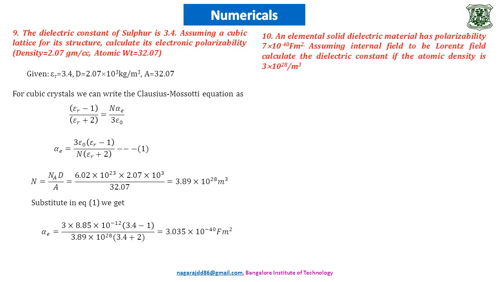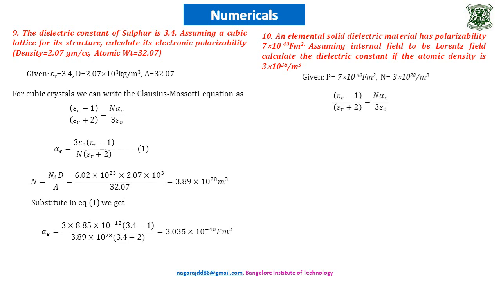We will see one more problem on the Clausius-Mossotti equation, and this is going to be the last numerical problem. An elemental solid dielectric material has polarizability of 7 into 10 power minus 40 farad meter square. Assuming internal field to be Lorentz field, calculate the dielectric constant if the atomic density is 3 into 10 power 28 per meter cube. See the difference between question number 10 and question number 9. In question number 9, number of atoms per meter cube was not given, but here it is given.